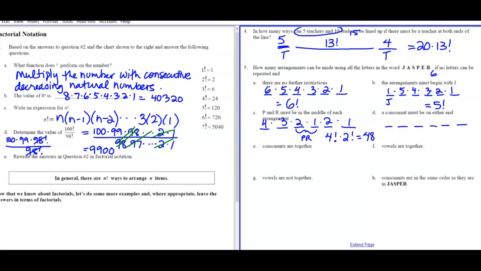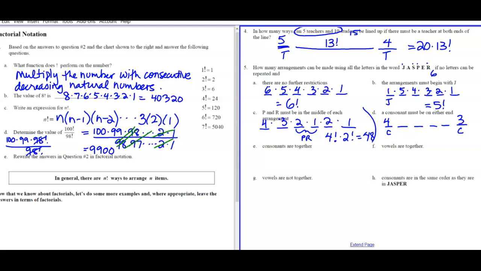Okay? Sometimes we'll talk about consonants and vowels. Okay? So you got to know that. So here, in the word Jasper, there's 1, 2, 3, 4 consonants and 2 vowels. And it says a consonant must be on either end. So it's kind of like the teacher one back there. We have 4 consonants. So this has to be a consonant and this has to be a consonant. Okay? So we have 4 consonants to choose from. 1 goes there. Then we have 3 left to choose from to go there.